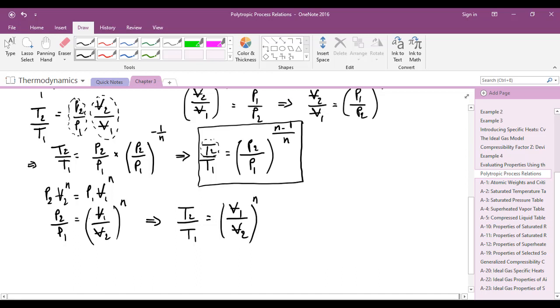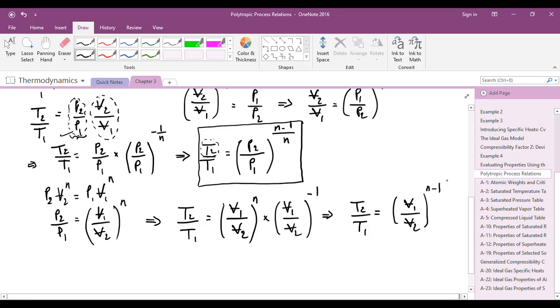So we replace this term here, V2 over V1, so we can write it as V1 over V2 to the power minus 1. So in this case we will obtain T2 over T1 is equal to (V1 over V2) to the power n minus 1. So this equation is important. If we know the volume at the end state, we can know the temperature at the end state.